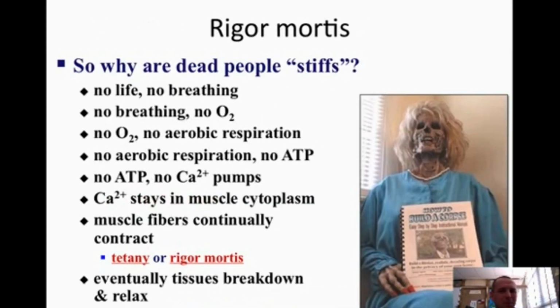The last little thing I wanted to mention was something like rigor mortis. Now, just go through these steps here. So why are dead people stiff? Because no life, you mean no breathing. No breathing means no oxygen. No oxygen means no aerobic respiration. No aerobic respiration means no ATP. No ATP, you have no calcium pump. No calcium pump, calcium stays in the muscle cytoplasm, therefore the muscle fibers are going to continually contract. They're going to stay tense. It's called tetany or rigor mortis.